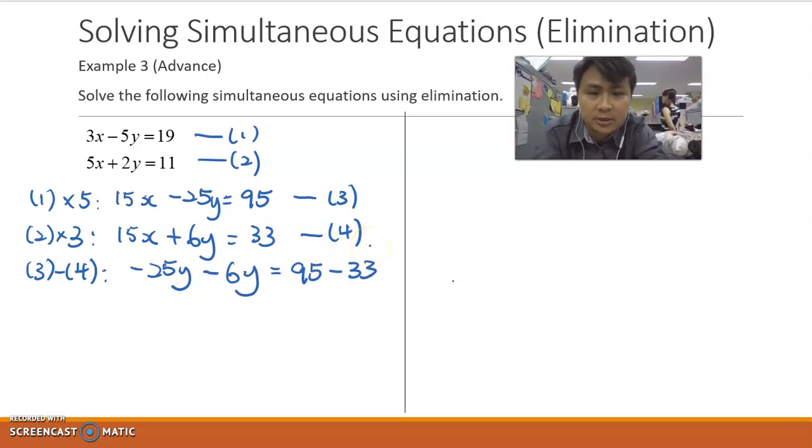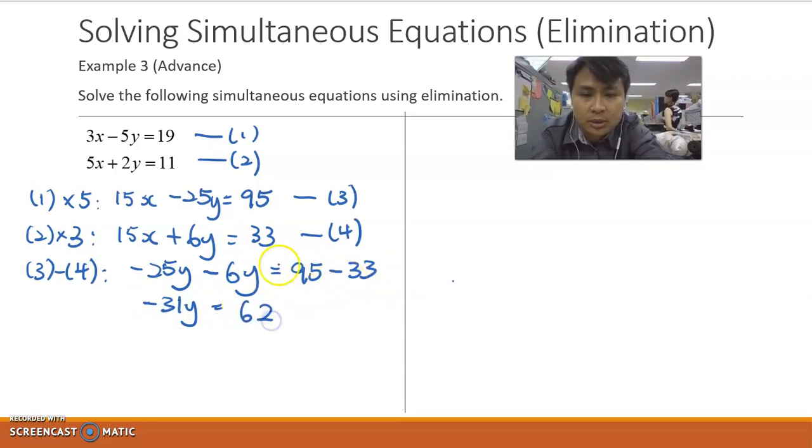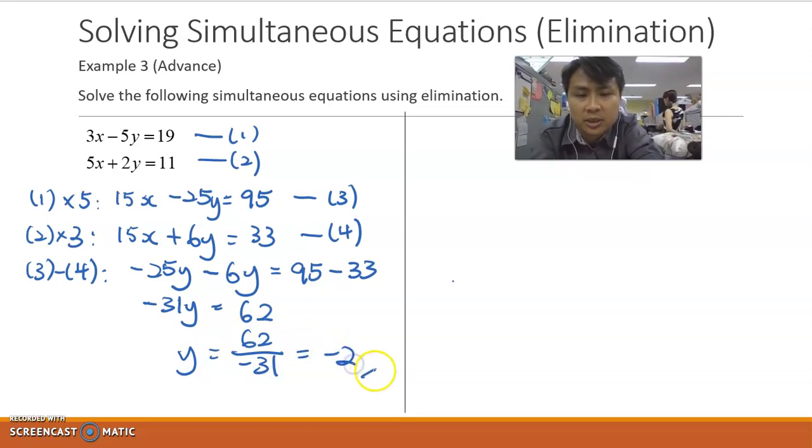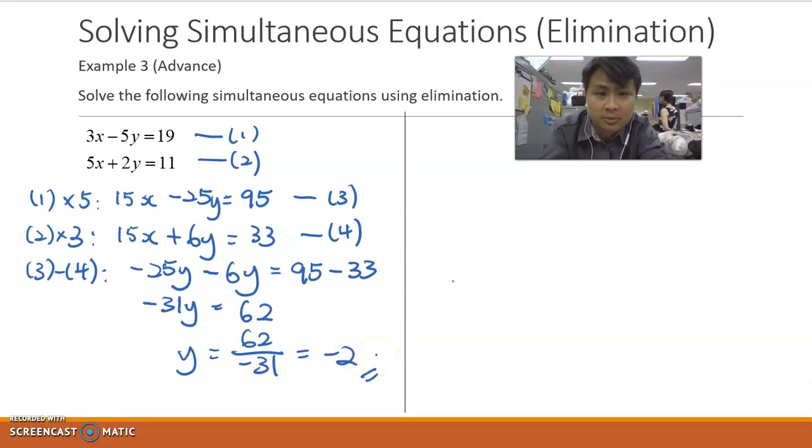Can we follow this? So it will be negative 25y, minus is my choice, and minus of 6y is equals to 95 minus 33. So negative 25 minus 6, I'll get negative 31y. And 95 minus 33, I'll get 62. So finally I want to find the value of y. So y will be equals to 62 divided by negative 31. We'll get a value of negative 2. Are we clear about this?